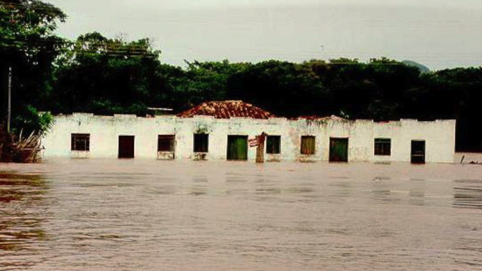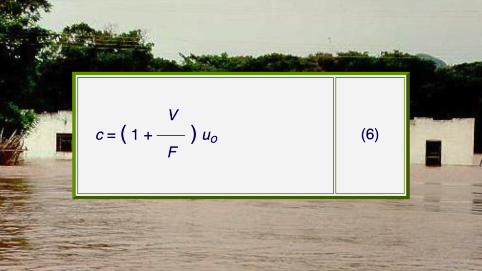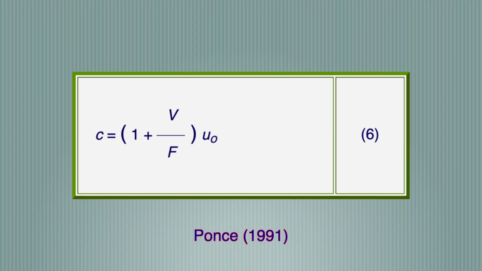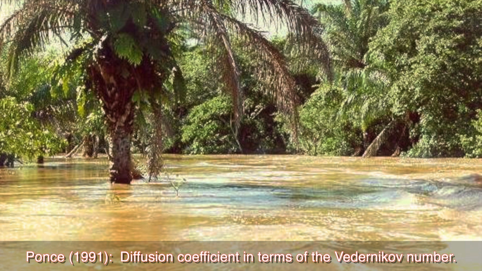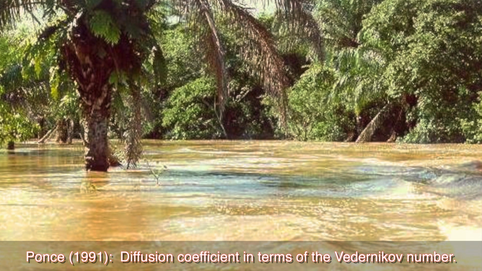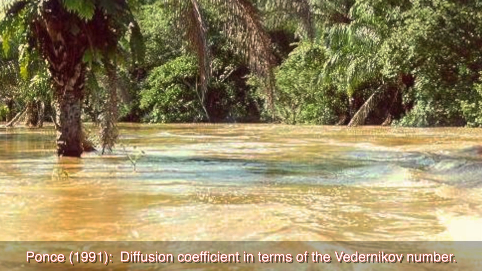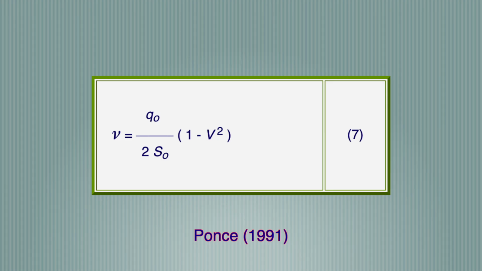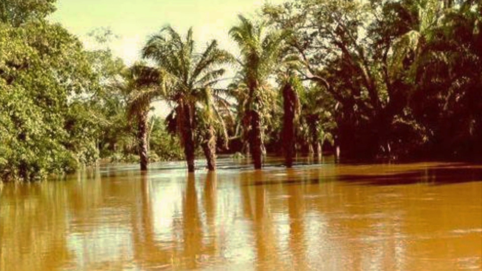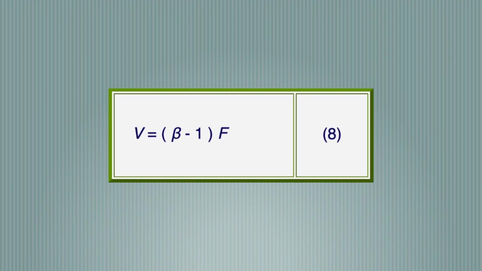Ponce 1991 has expressed the convective celerity as a function of the Froude and Vedernikov numbers. The Vedernikov number is the ratio of relative kinematic and dynamic wave celerities. Following Dooge et al. 1982, Ponce 1991 expressed the diffusion coefficient in terms of the Vedernikov number, in effect generalizing it for all friction types, turbulent Manning or Chezy and laminar, and cross-sectional shapes, including hydraulically wide, triangular, and inherently stable, in which the Vedernikov number is, with beta equal to the exponent of the discharge-flow area rating, Q equals alpha times A to the beta.